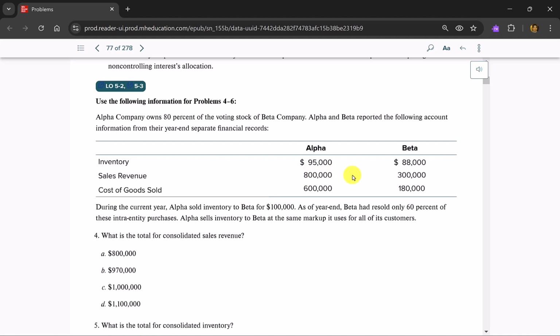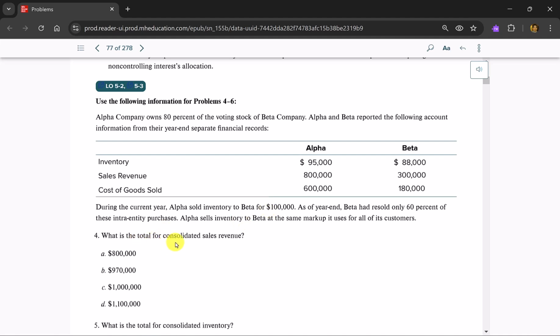Okay, so I think that's the first question here. Also, we're told that of that 100,000 sold by Alpha to Beta, 60% of that 100,000 or $60,000 was resold. We're assuming outside of the consolidated group. So 40% or 40,000 of this 100,000 is still here in Beta's inventory at an inflated price. Okay, so let's do the first question here.